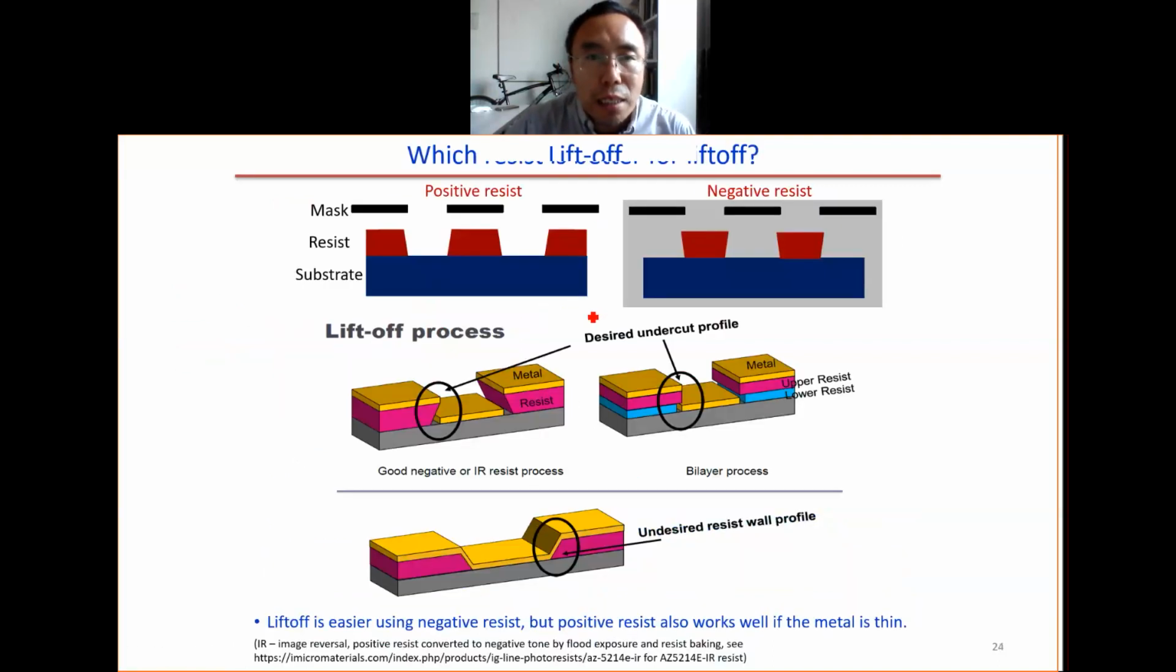For the lift-off process, this is the positive resist. Usually we get this profile, and this one is negative resist. We get this profile. So obviously this profile is good, and this profile is not good. For this profile, when you coat the metal, it becomes something like this, so the metal is easy to remove in the solution. For this profile here, we have metal on the side wall. So the metal on the top and the metal on the bottom are connected by the metal on the side wall. Then the metal on the top is hard to remove. So this is not good.